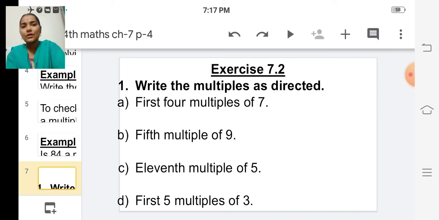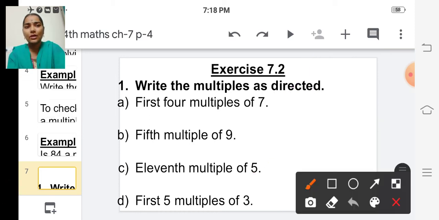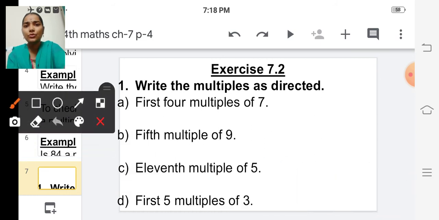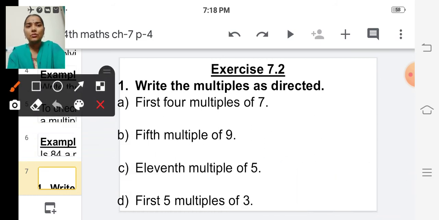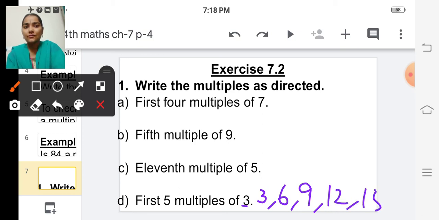So we can do this problem by skip counting also. How to do? Skip counting by 3. The given number is 3, isn't it? So skip counting by 3. First number is 3. Next one, 3 plus 3 is 6. And next one, 6 plus 3 is 9. Next one, 9 plus 3 is 12. 12 plus 3 is 15.